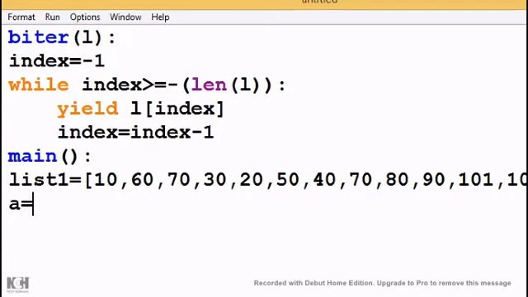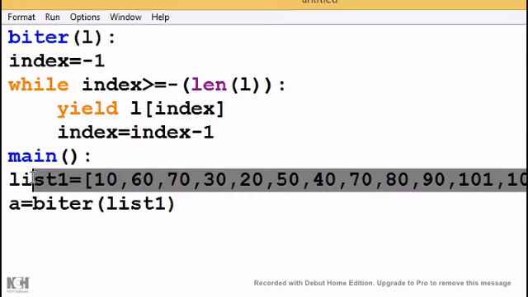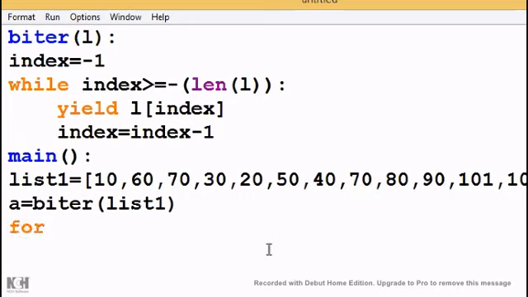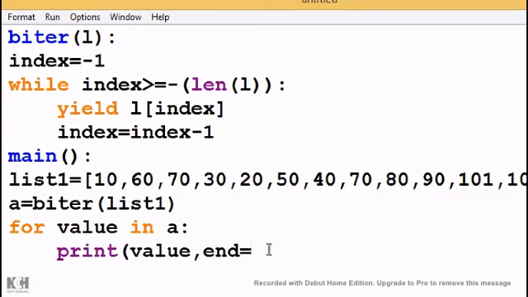Then I'll create an iterator object. A equal to B iterator of list 1. So you send this list 1 to which function? B iterator. But B iterator is which function? A generator function. And this generator function returns an iterator object. Now A is a generator iterator object. Using this object, I am reading the values from this list in the backward direction. So for value in A, print value.